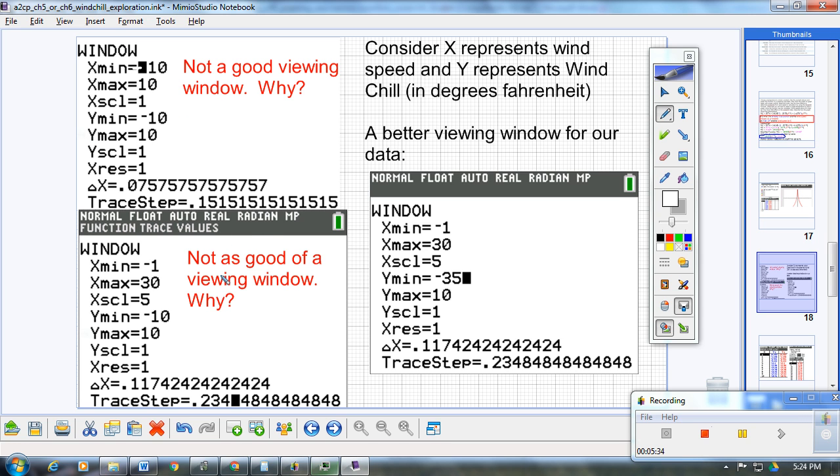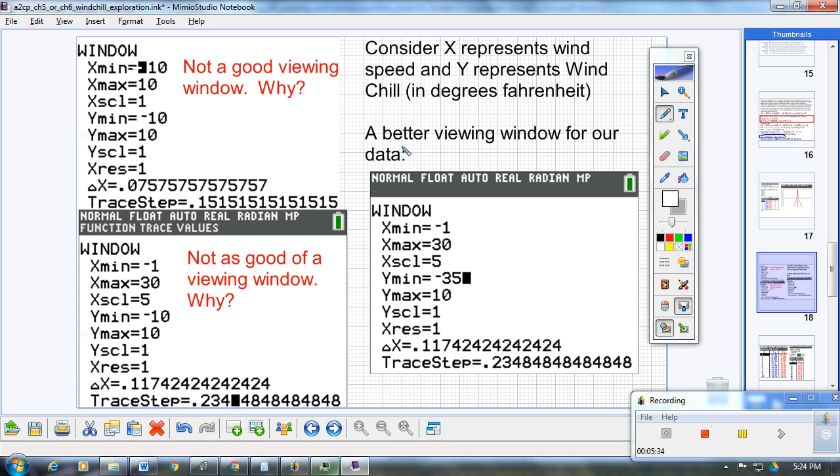Now, you might want to pause it. Ask yourself, why is this not as good of a viewing window? Okay, maybe you paused it, maybe you didn't. But it's not as good of a viewing window because look at our temperature. Our temperature only goes from -10 to 10. We know that school is not going to be canceled if it feels like -10 out there. We're hard-nosed. We're tougher than that. So as we indicated this morning.